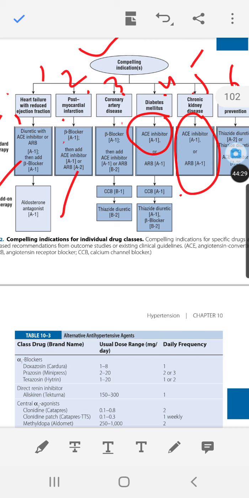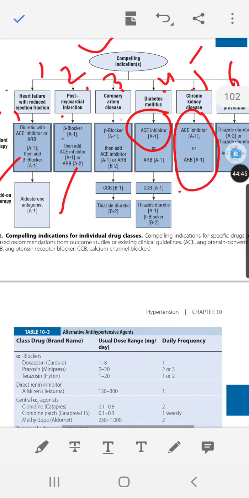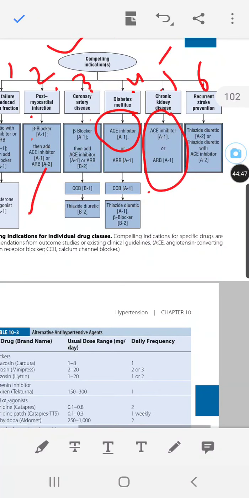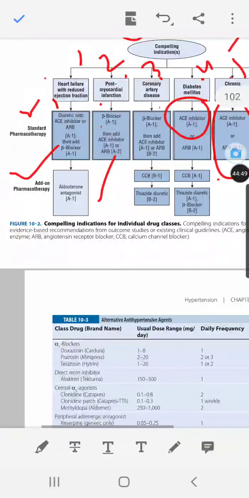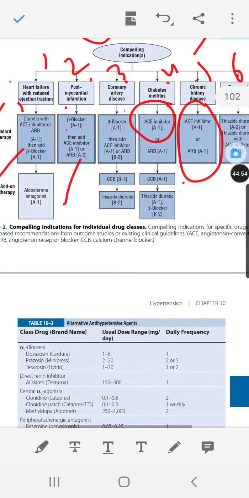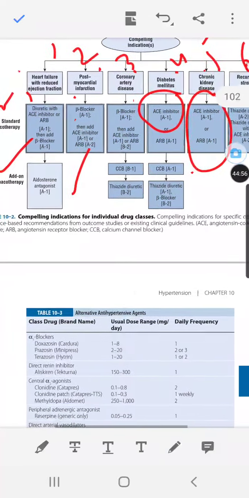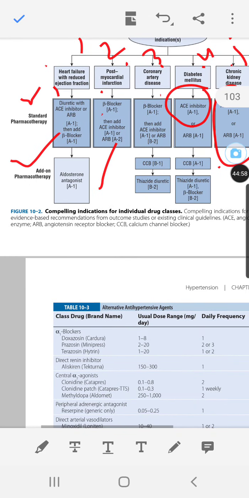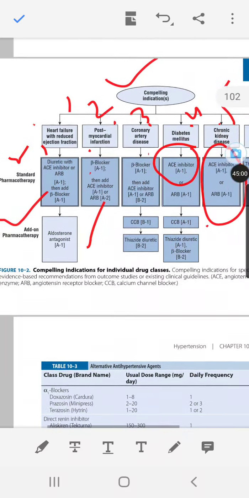And this is the normal pharmacotherapy, but you can add on therapy by adding an aldosterone antagonist in case of heart failure, or coronary artery disease, diabetes mellitus. You can add the calcium channel blockers, thiazide diuretics with the ACE inhibitors. So you can see these are the compelling indications for specific drugs, evidence-based recommendations from outcome studies and existing clinical guidance. ACE inhibitors, angiotensin converting enzyme, angiotensin receptor blockers, calcium channel blockers are used.